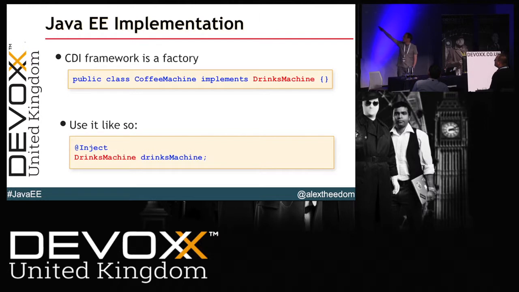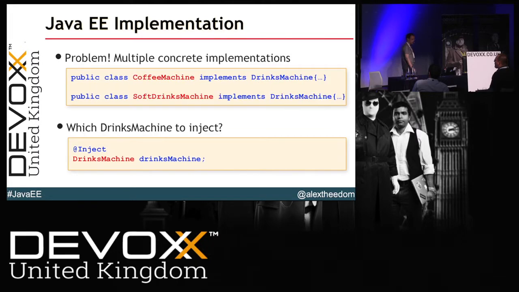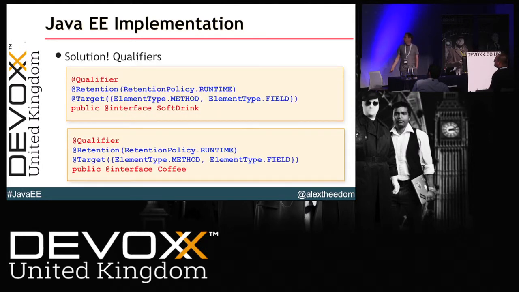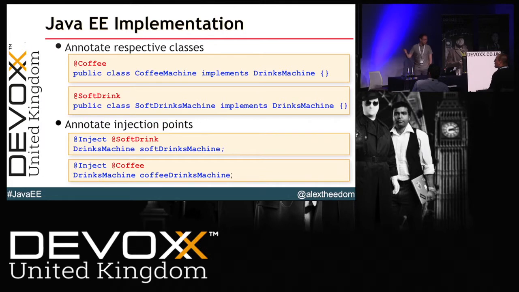Here, using the drinks machine interface to mark our injection point with @Inject. However, problem: what happens if we have two or more concrete implementations of our drinks machine? Which one of these drinks machines is going to be injected? Not a problem. We use qualifiers. Qualifiers are custom annotations that disambiguate between different concrete implementations of the same interface. And we annotate our concrete implementations respectively. So our coffee machine is annotated @Coffee, and where we want to inject it, we annotate @Coffee, so the container is not confused by this. We don't get an error when we deploy our applications.